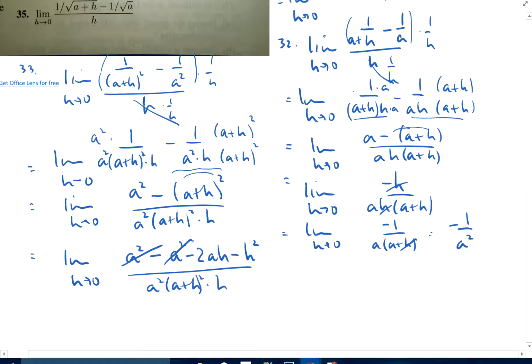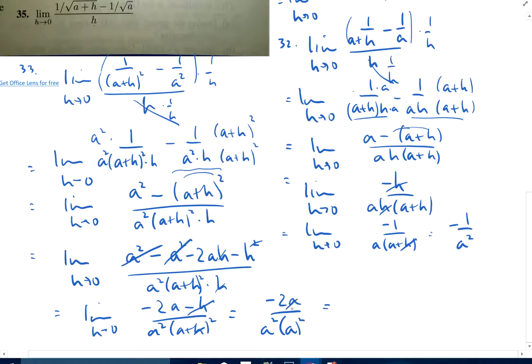And then the a squareds cancel, and this h will cancel with that guy and with one of those, so I'm left with the limit as h approaches 0 of negative 2a minus h over a squared times a plus h squared. And as h goes to 0, that goes away, and thus it's negative 2a over a squared times a squared, and one of those cancels. So it's negative 2 over a to the third. All right, makes sense?